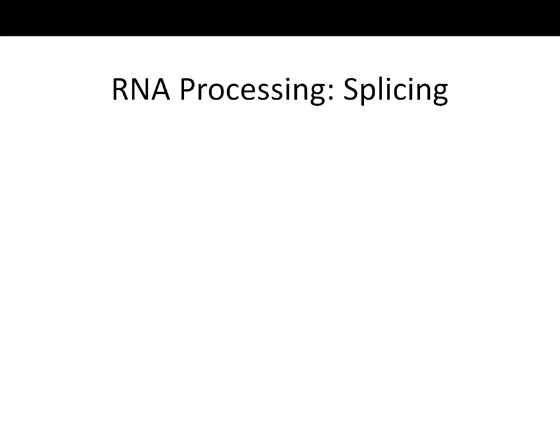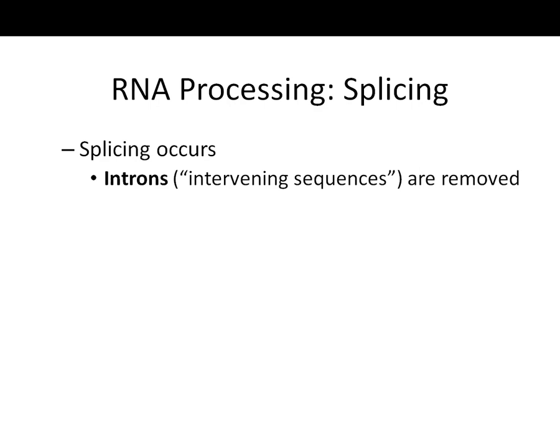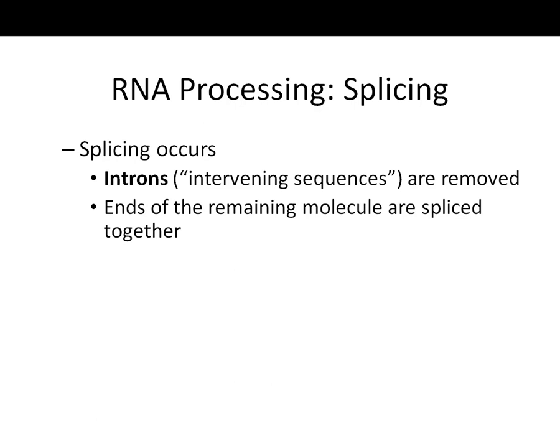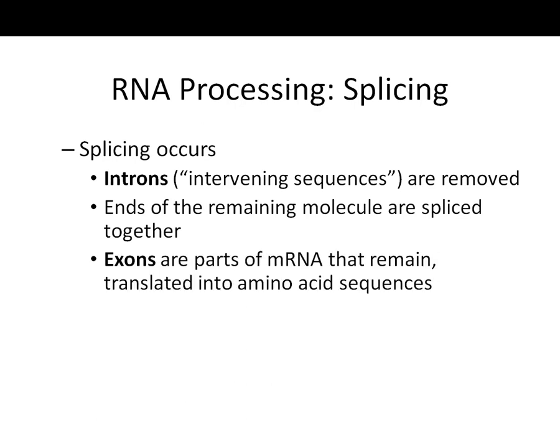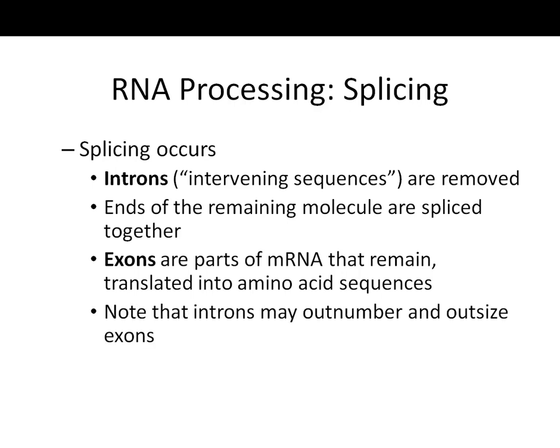The next step in RNA processing is a process called splicing. Splicing occurs when introns, or intervening sequences, are removed and exons are kept. Exons are the parts of mRNA that remain and which are later translated into amino acid sequences. So introns are removed and exons are spliced together by joining the ends of the exons.